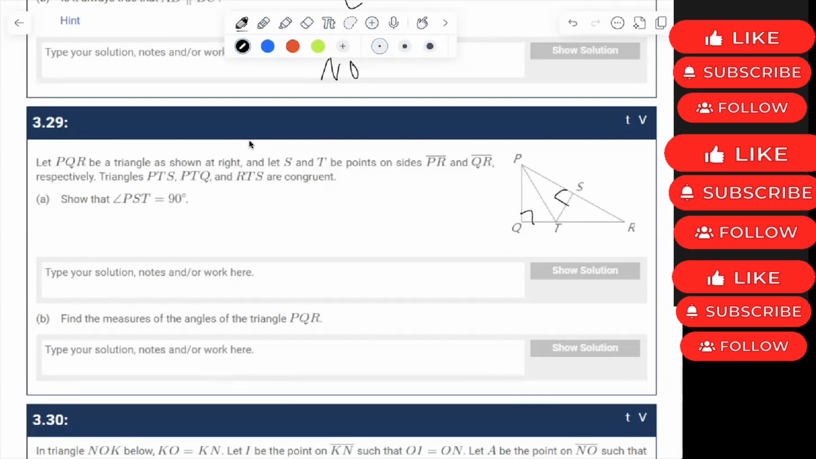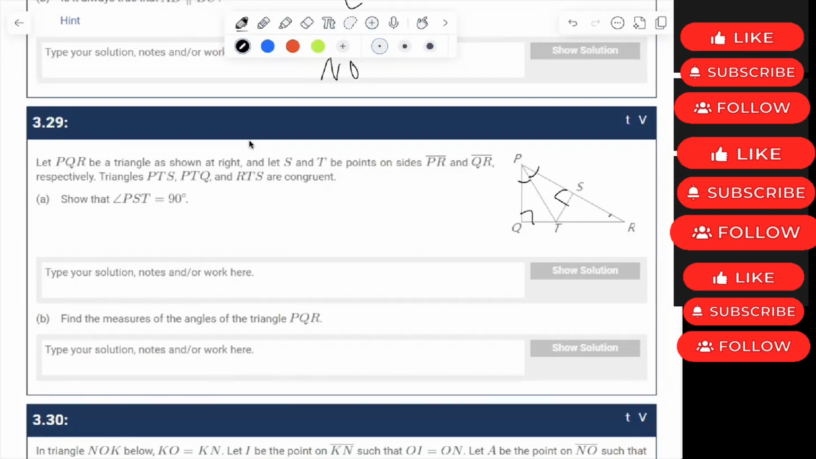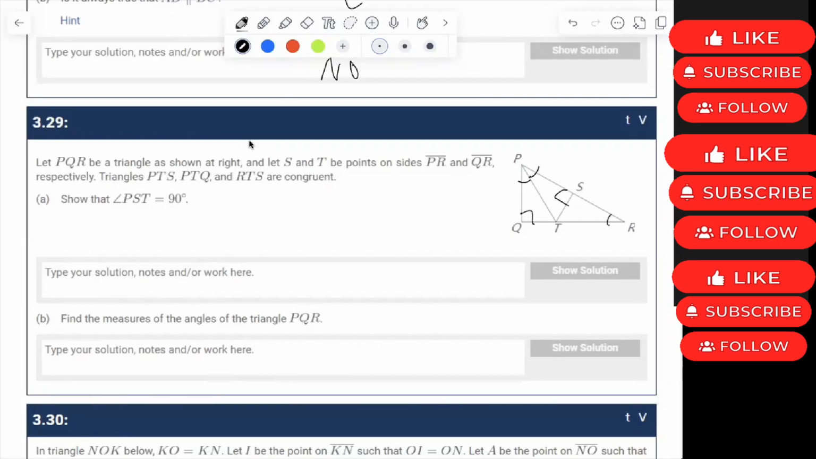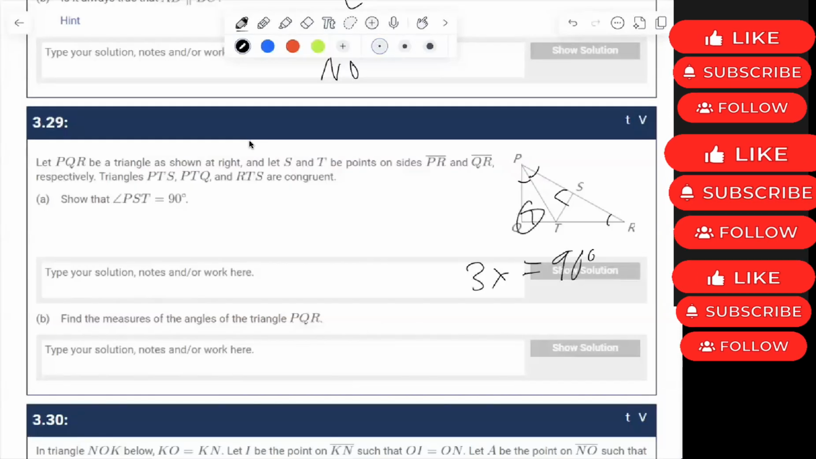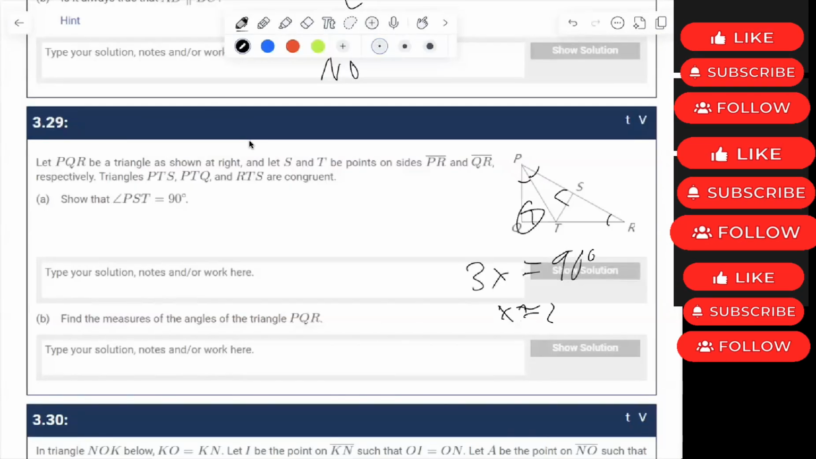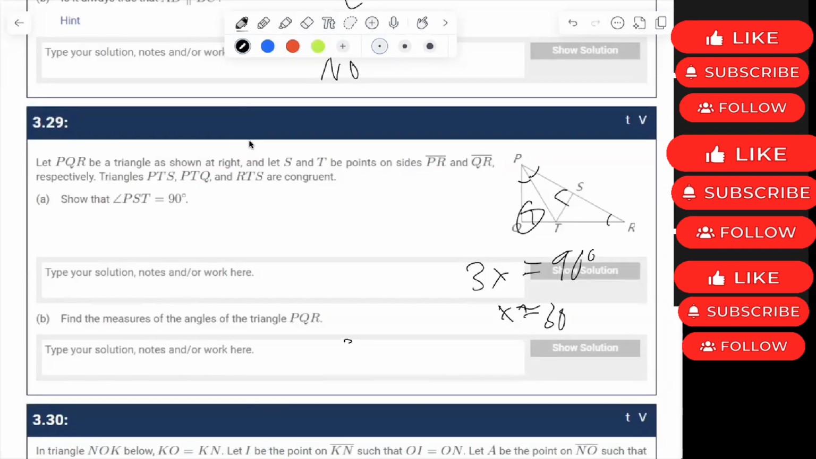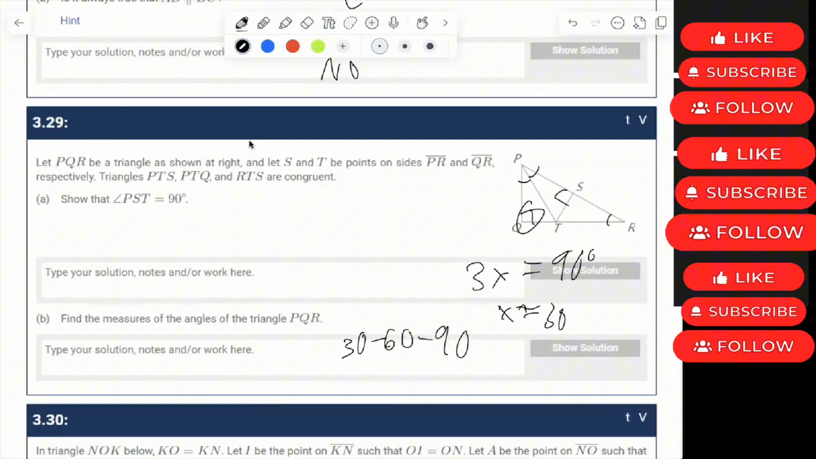Well, what can we say? These two angles are congruent, and this one angle is also congruent. So 3x is equal to 90 degrees, since this is already a 90-degree angle, so x is 30. So this is pretty much a 30, 60, 90 triangle.